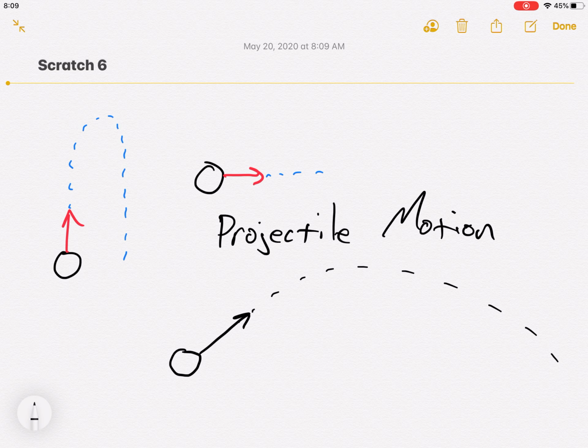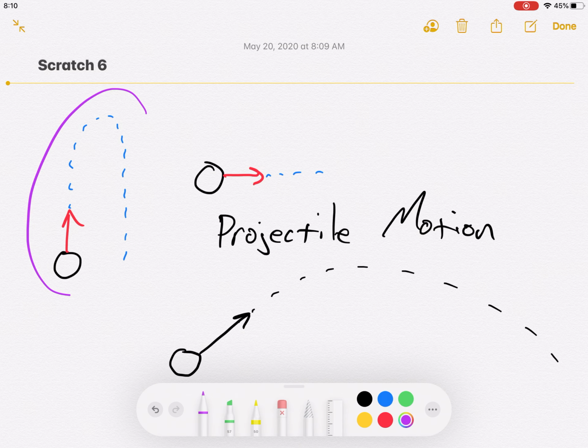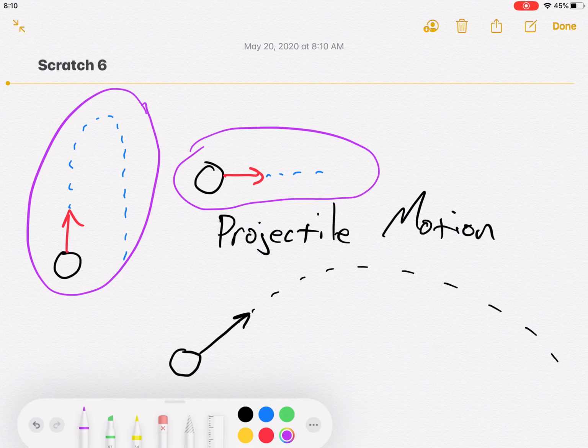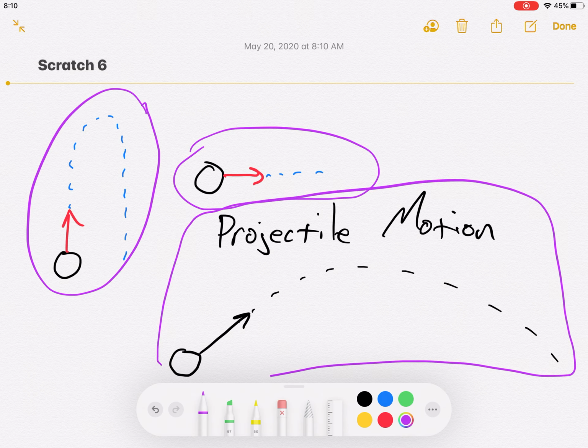It's really just motion under only the action of gravity that includes motion that is not just in the y direction. So how do we describe projectile motion? Well, I know how to describe this motion with the free fall equations, and I know how to describe this motion with the uniform motion equation. So projectile motion is those two sets of equations at the same time.